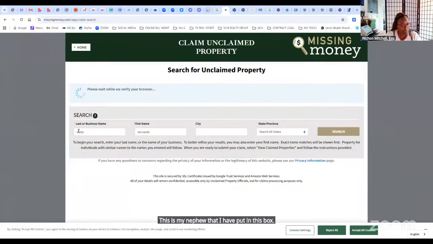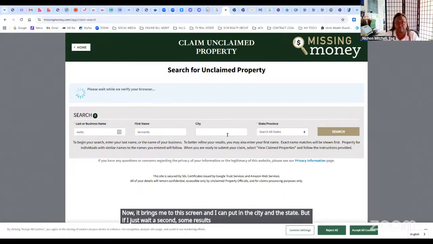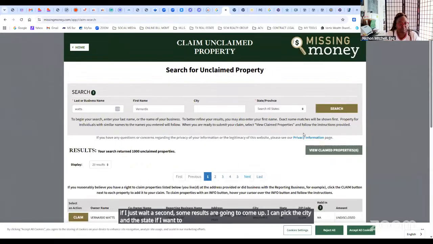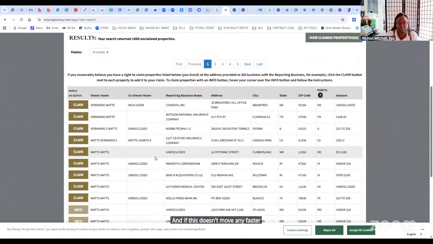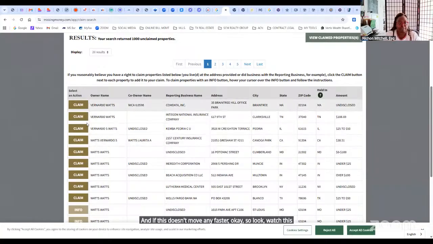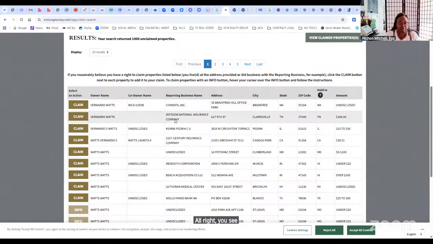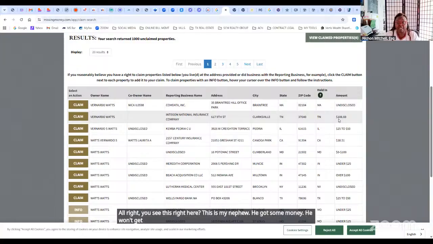Search. Now it brings me to this screen and I can put in the city and the state, but if I just wait a second, some results are going to come up. I can pick the city and the state if I want to. And if this doesn't move any faster, I will. Okay, so look, watch this. All right. You see this right here? This is my nephew. He got some money. He won't get it, y'all.